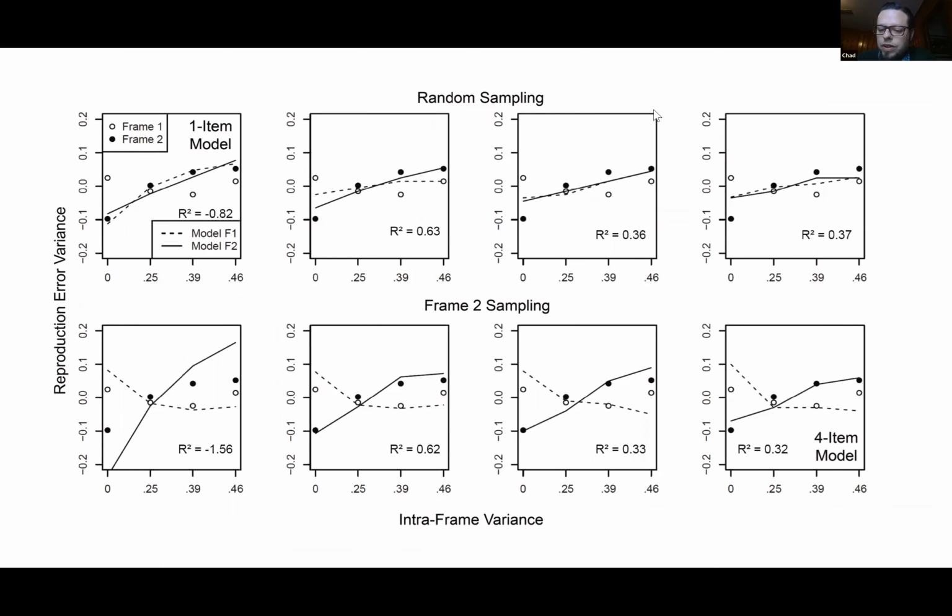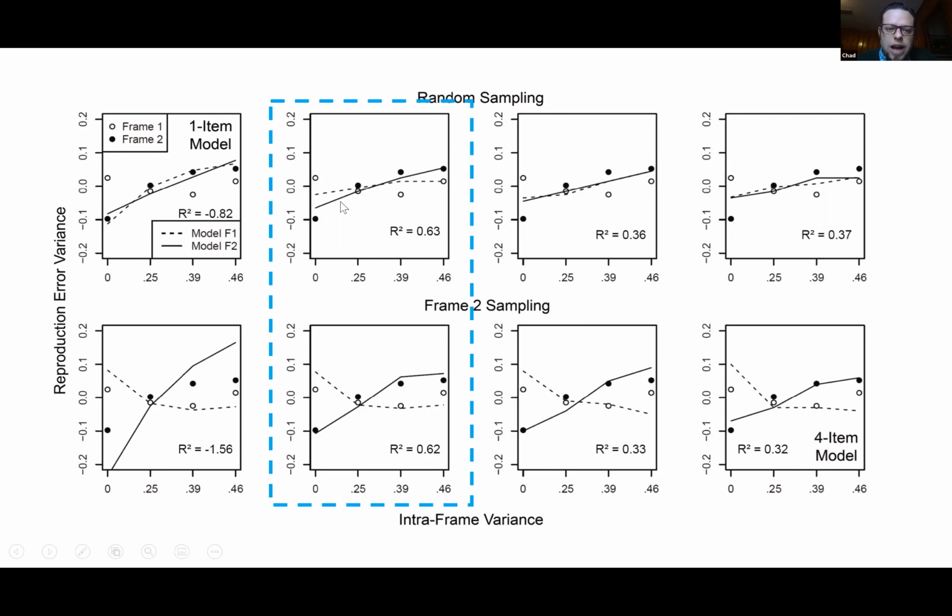You can see from these data that 2 items is good. So this is the 1 item model. This is 2 items, 3 items, 4 items. And this is random. The top row is random sampling from the 2 frames, and the bottom row is sampling only from frame 2. And we did only from frame 1, all the models were terrible. We did more than 4 items, all the models are terrible.